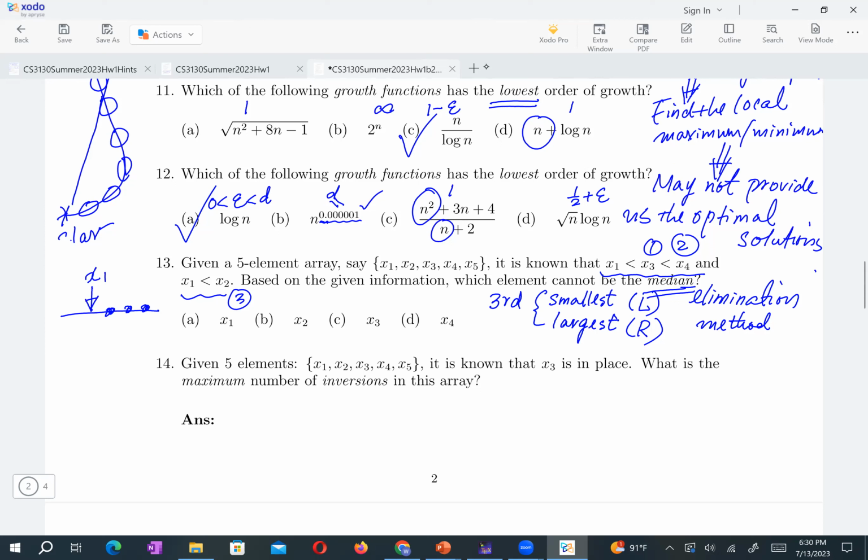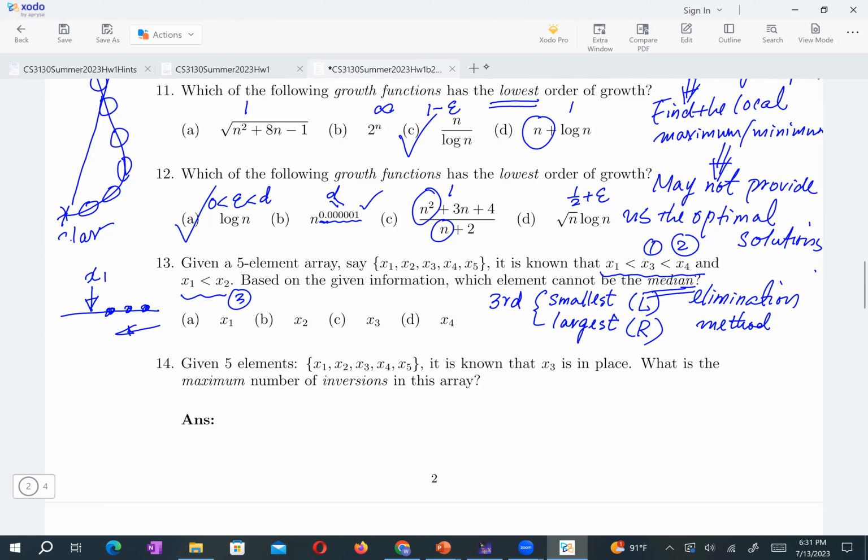We know the median is the third largest. If you count from the right direction, it is the third largest. So X1 cannot be the third largest, because you already know at least 3 elements are larger than X1. So X1 cannot be the third largest.